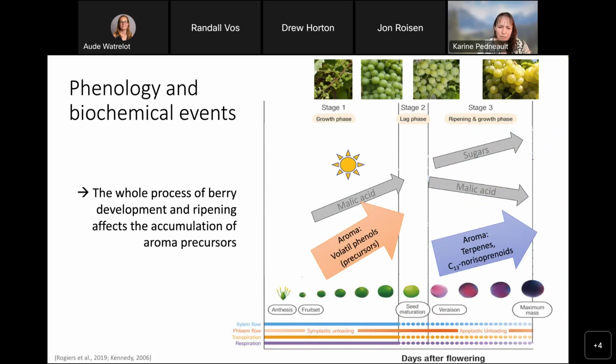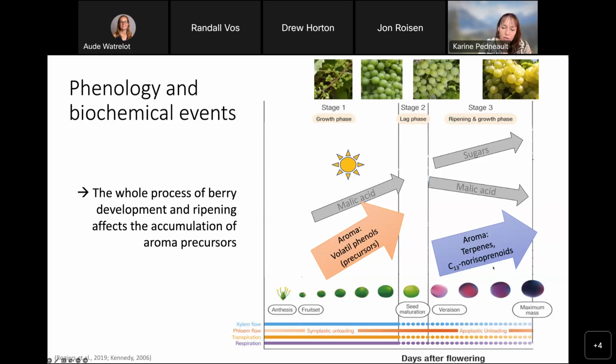Back to this graph. Other processes that happen a little bit earlier than what we usually consider in berry ripening is the accumulation of aroma precursors. Typically, most aromas, such as terpenes and C13 norisoprenoids, are accumulating during veraison. This is well known in Vitis vinifera. This is what we see in cold hardy grapes, at least in the few studies that have been done.